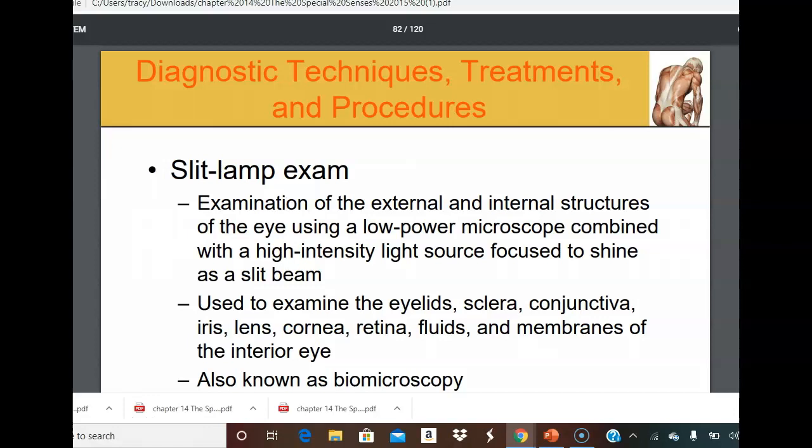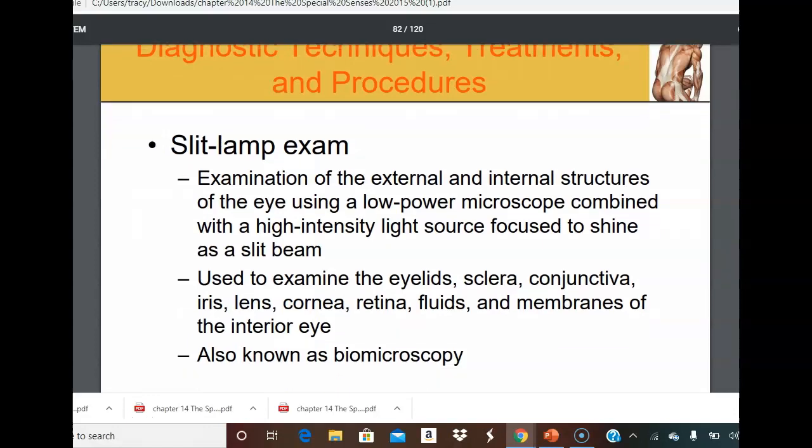A slit lamp is a common procedure. They don't usually do them in the doctor's offices, but they will do them when you go to the optometrist or ophthalmologist. A slit lamp is a vertical emission of light where you're using a microscope in combination with a high intensity light source that allows you to examine the eyelids, the sclera, the conjunctiva, basically all of the anatomic surfaces of the external and interior eye. A lot of you that have had an eye exam have probably had a slit lamp exam done.